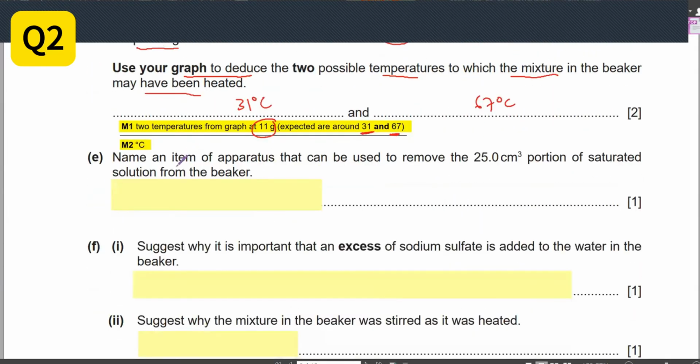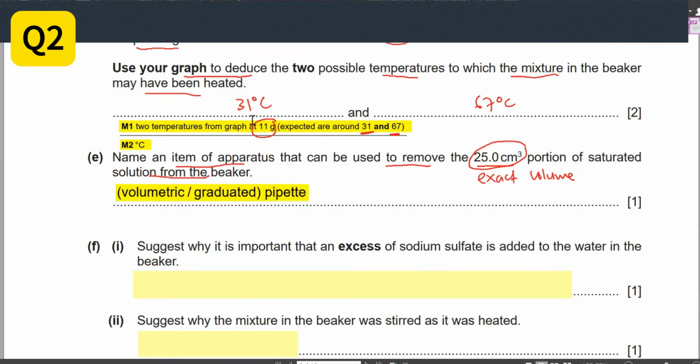Name an item of apparatus that can be used to remove 25 cm³ portion of saturated solution from the beaker. So here we need to measure the exact volume of a solution. When we want to remove an exact volume, the most suitable apparatus will be the pipette. The pipette will allow us to measure exact volume accurately.